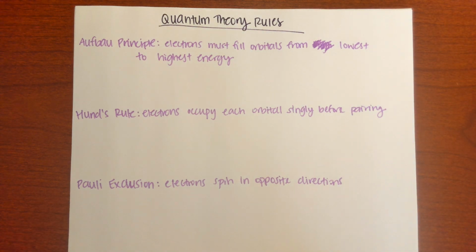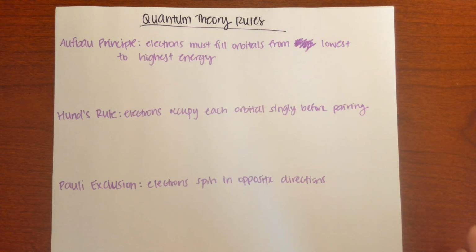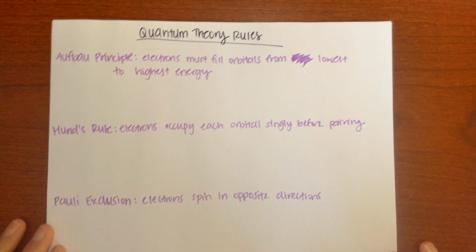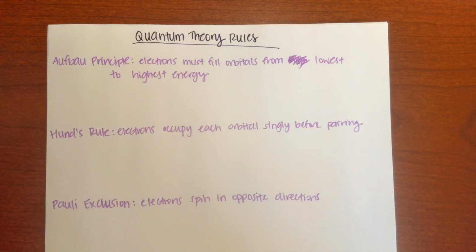So I'm going to talk about quantum theory rules, basically the rules on electron configuration and also drawing orbital notations, and I have separate videos on those as well. There's three main rules that you've got to follow, and actually for the electron configurations we've already been following that rule, just without knowing it.